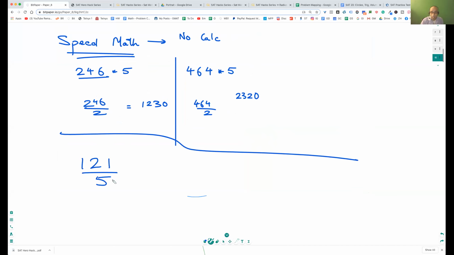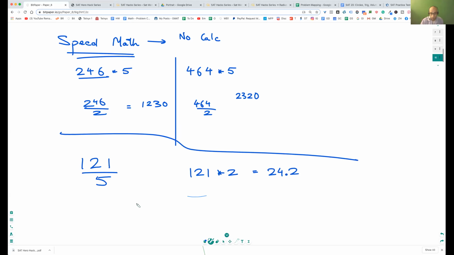Now, if anything is divided by 5, what do you do? You do the exact opposite. You multiply 121 times 2. So what do you get? 242, and then you put a dot over here, and that's it. Remember, you're dividing by 5 now, so you multiply by 2. If you're multiplying by 5, divide by 2. Multiply by 5, divide by 2, and divide by 5, multiply by 2.